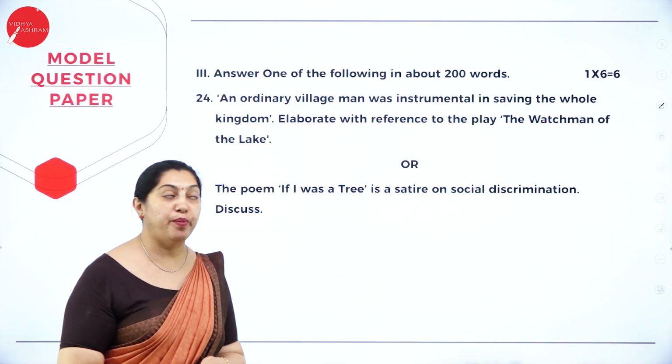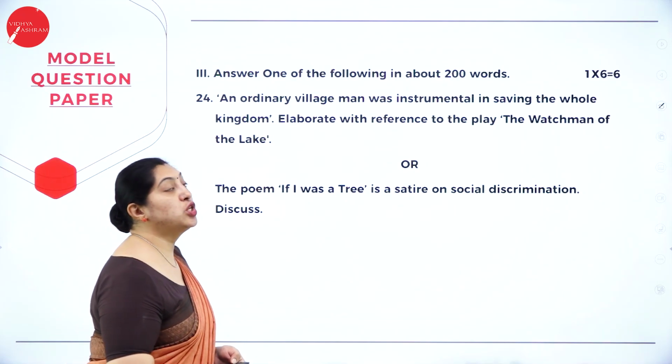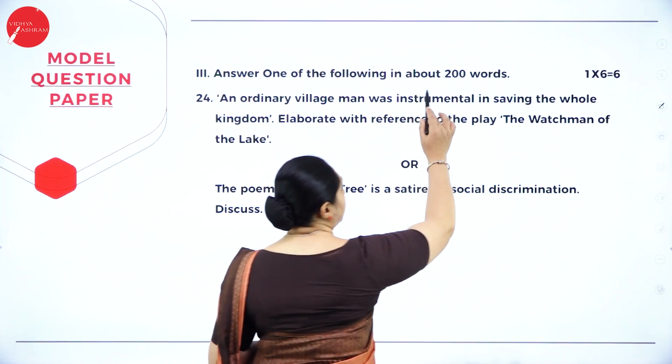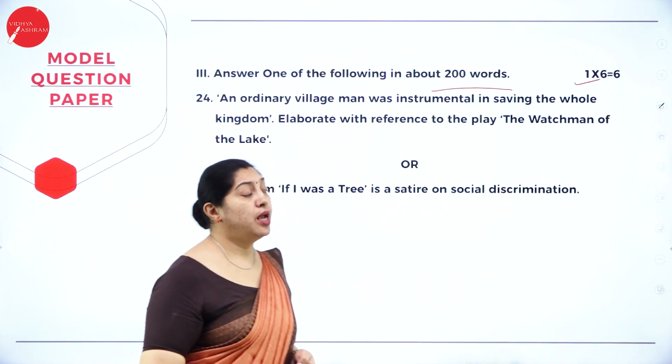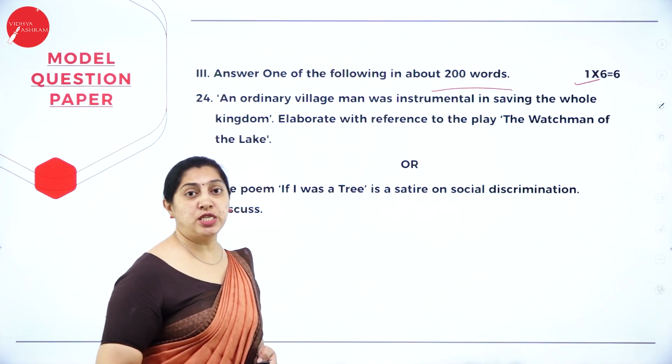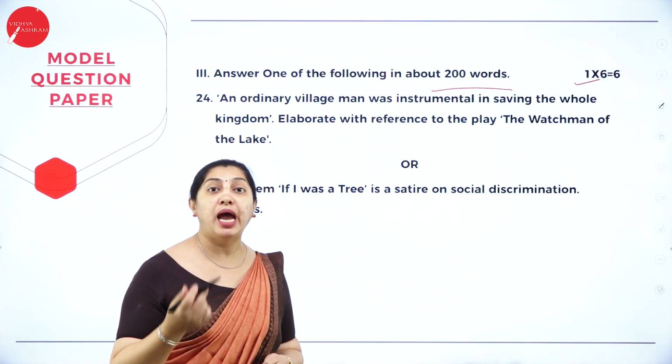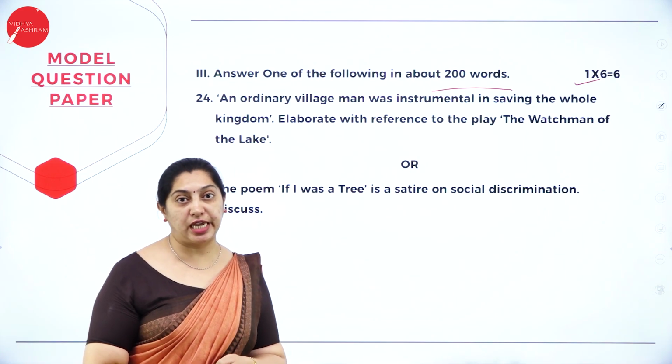Moving on to the third main. Answer the following in about 200 words. So 200 words, it's for a 6 marks question. You can see there are 2 questions. You can choose any one and you have to attend this question for 6 marks.